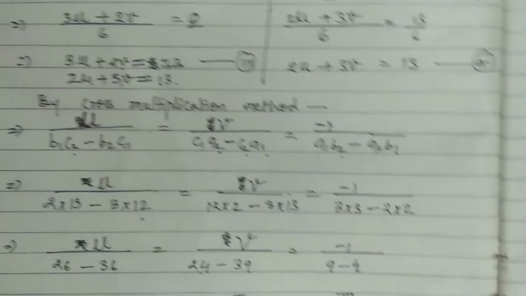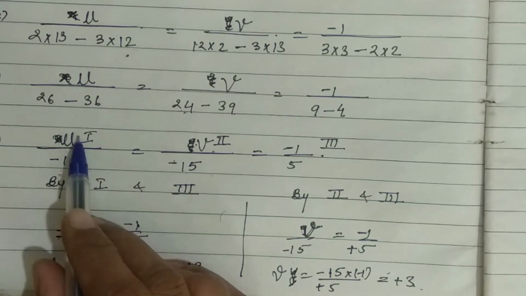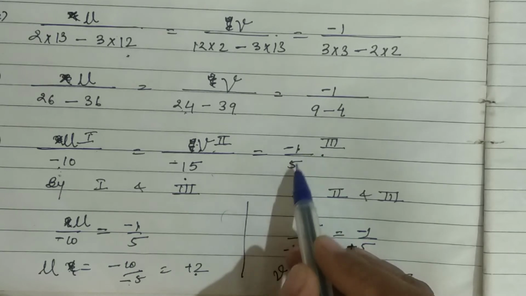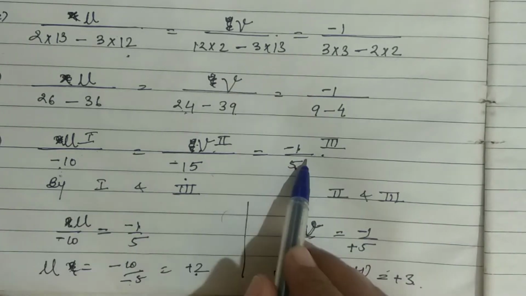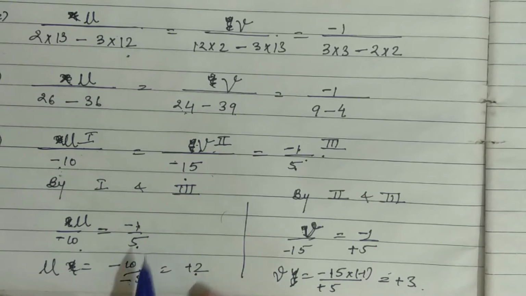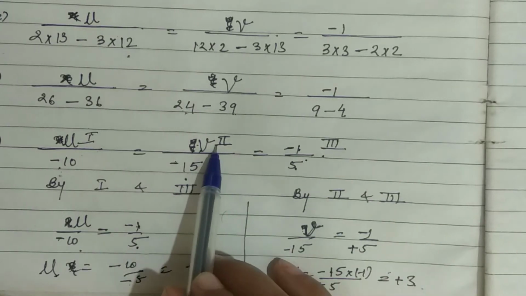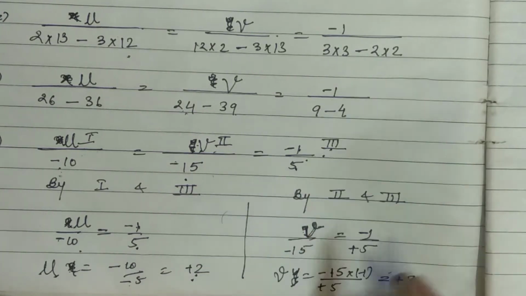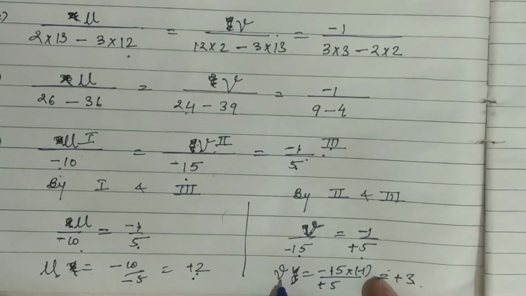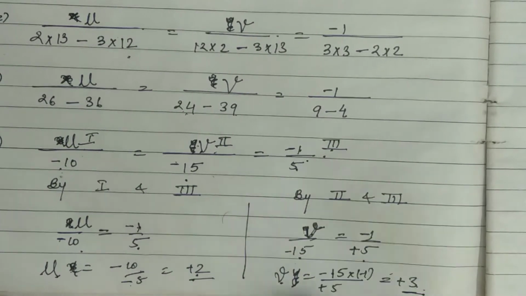So now after putting the values, we get u upon minus 10 equals v upon minus 15 and minus 1 upon 5. So by taking first and third, we get u upon minus 10 equals minus 1 by 5, that is u equals 2. Similarly, when we solve equations 2 and 3, we get v upon minus 15 equals minus 1 upon 5, that is v equals 3. So these are the values of u and v.